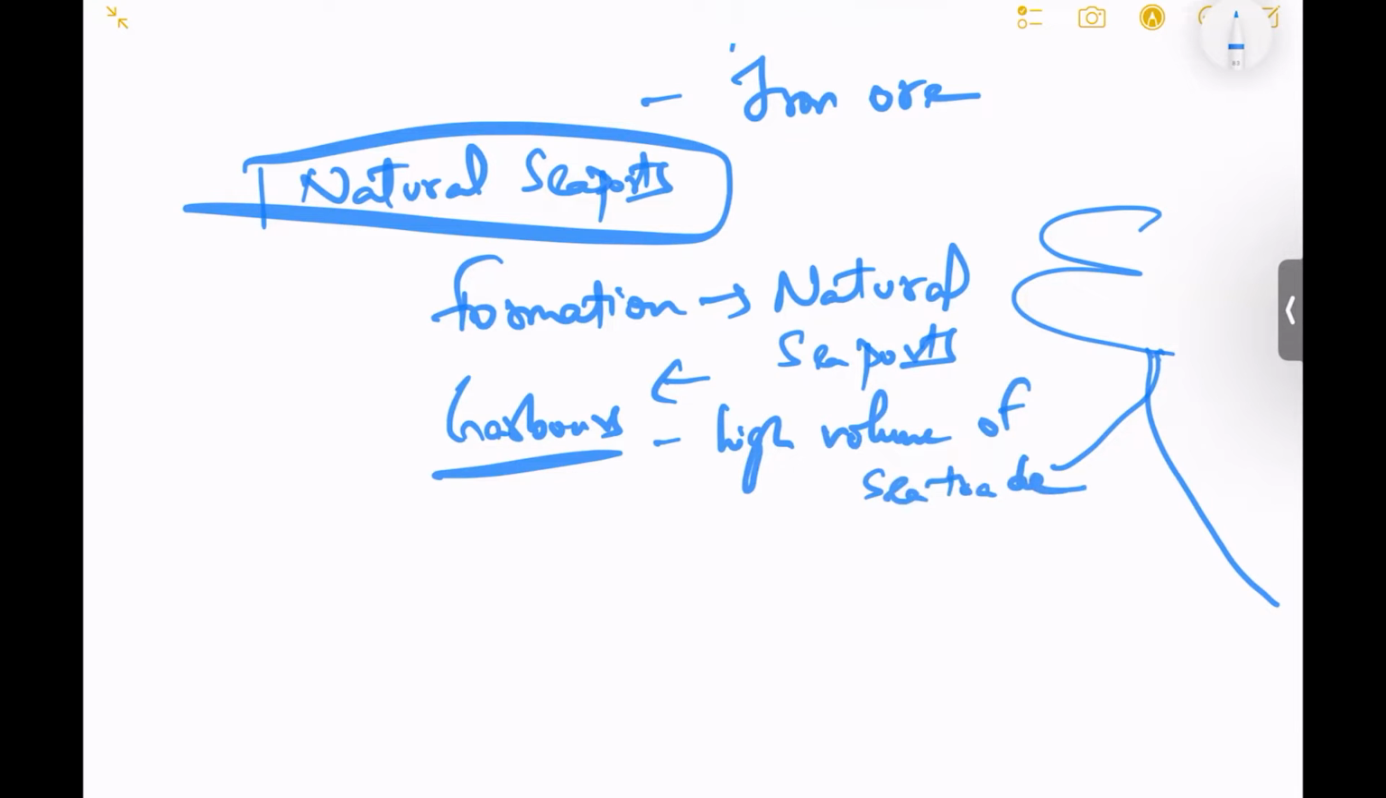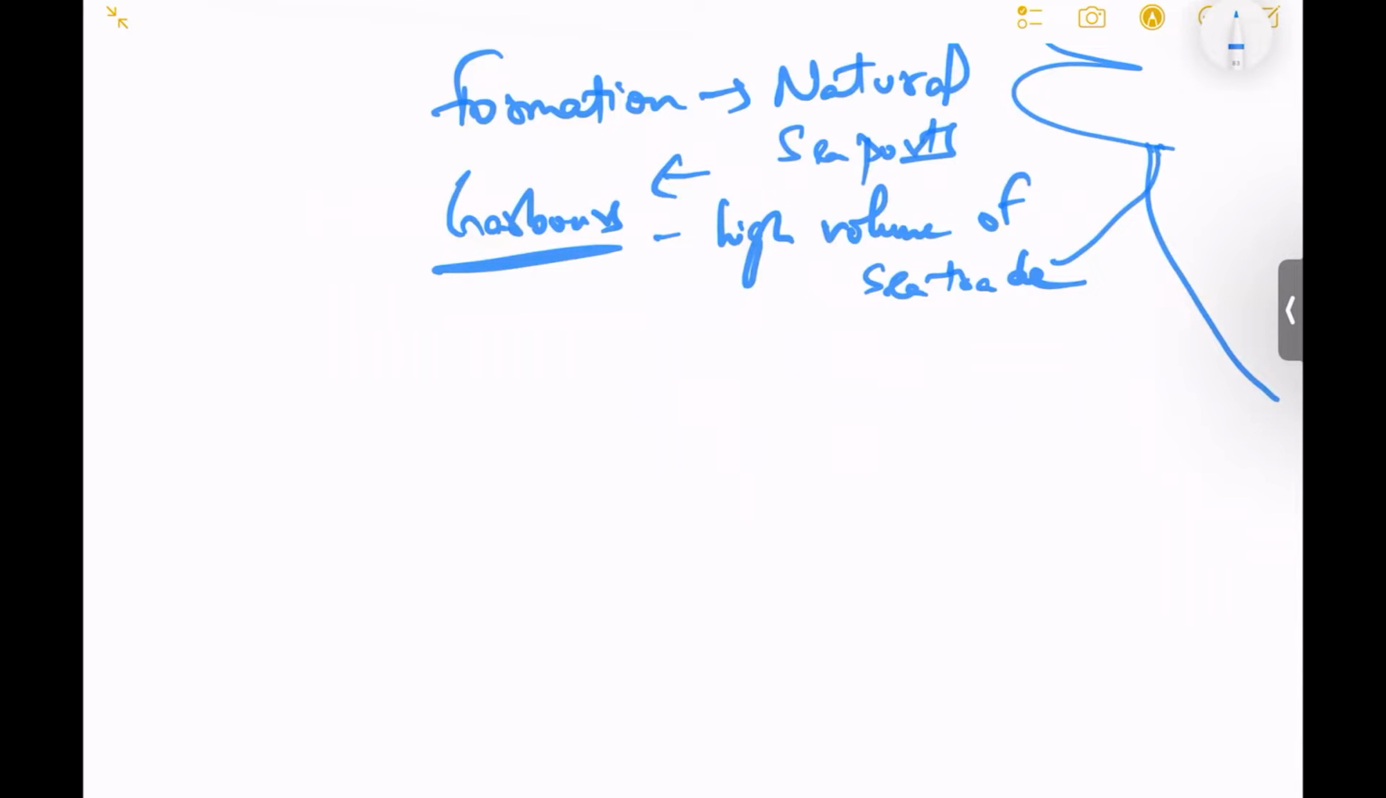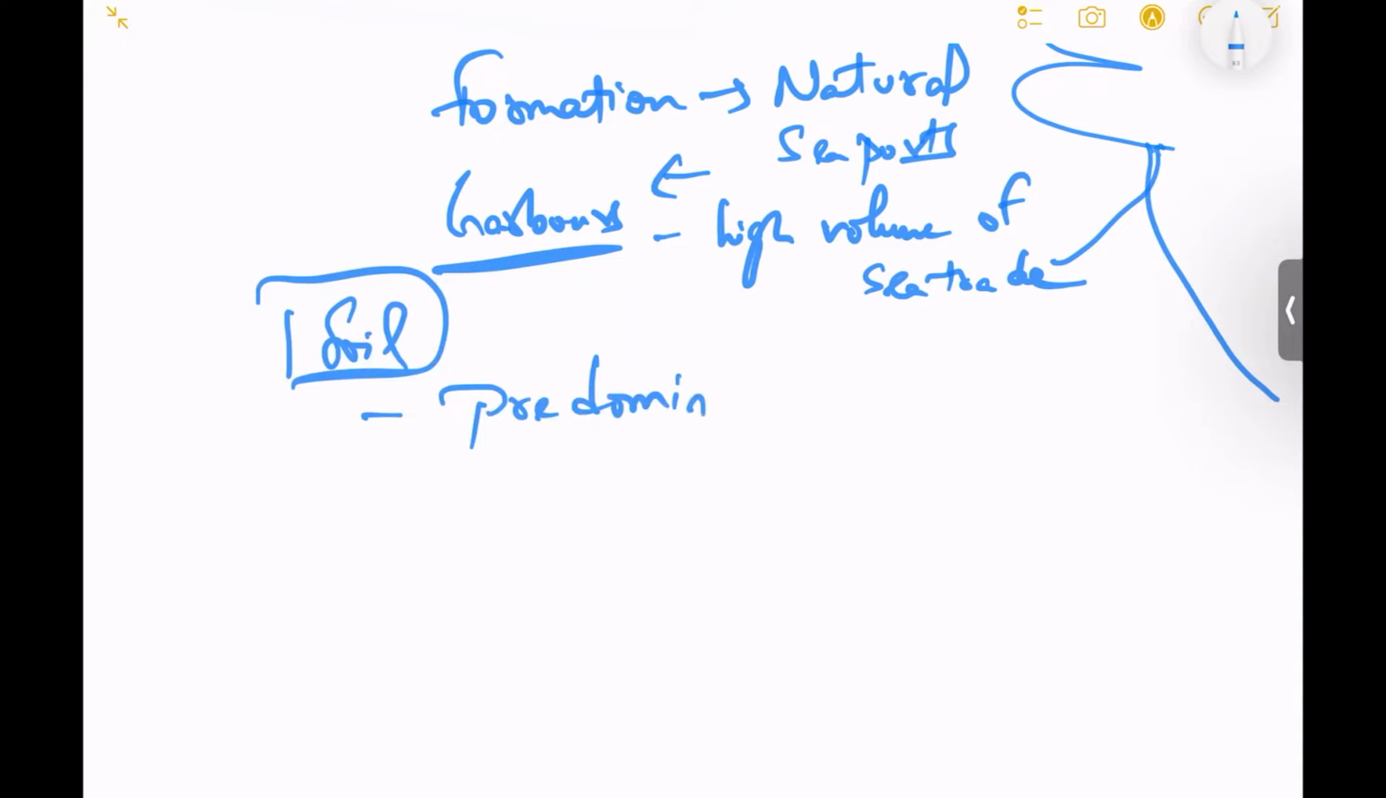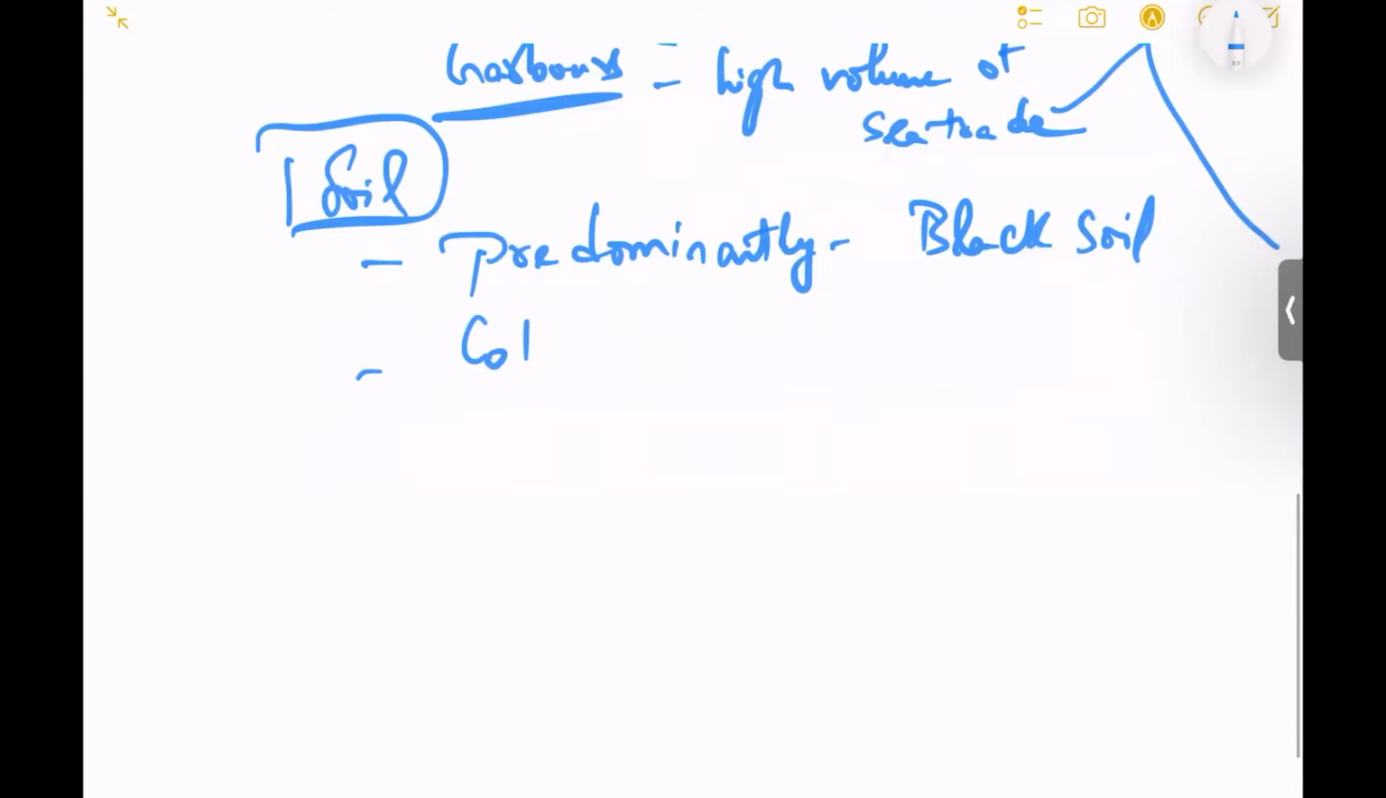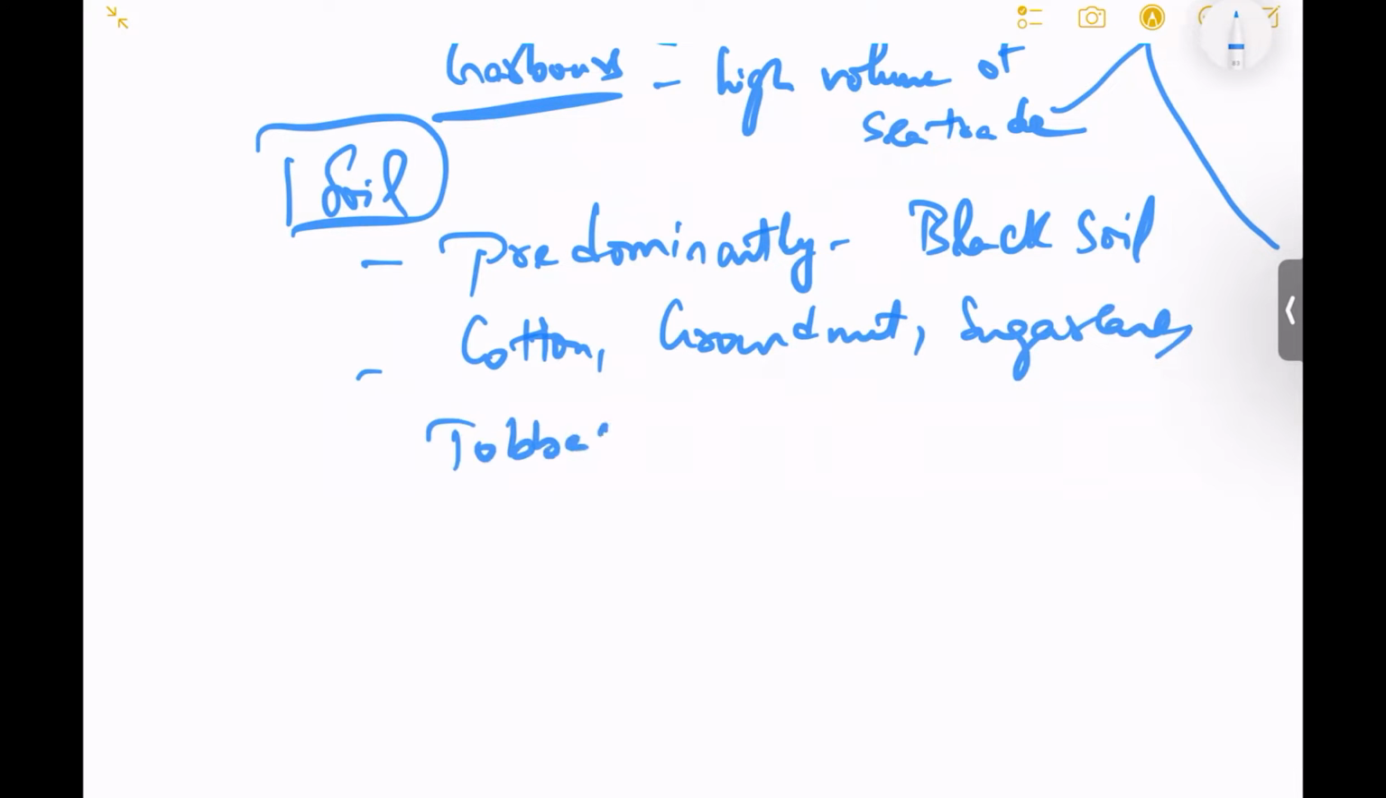Next, what are the other natural resources? This area, agriculture. So what is the soil of this area? Predominantly because of the basalt and lava activity, this is black soil. So very conducive for growing cotton, groundnut, sugarcane, tobacco, and these are all commercial crops.